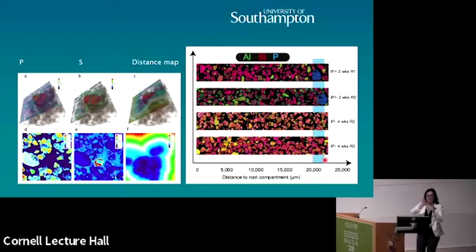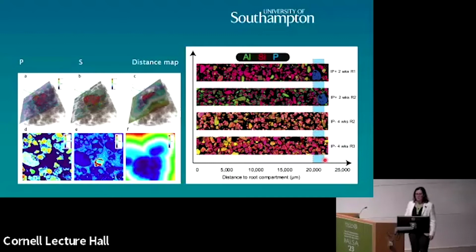Now that correlation sounds simple, you're finding a flat thing in a 3D stack, but it's not quite as straightforward. It's quite computationally expensive, but it allows us to now quantify the amount of phosphorus and sulfur as a distance from mycorrhizal hyphae that we see in 3D. And also, obviously, as a distance from the root compartment.